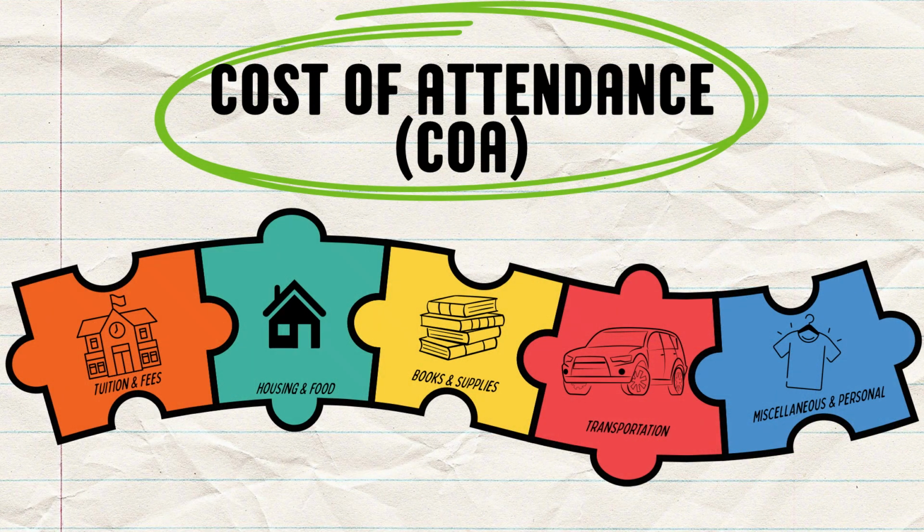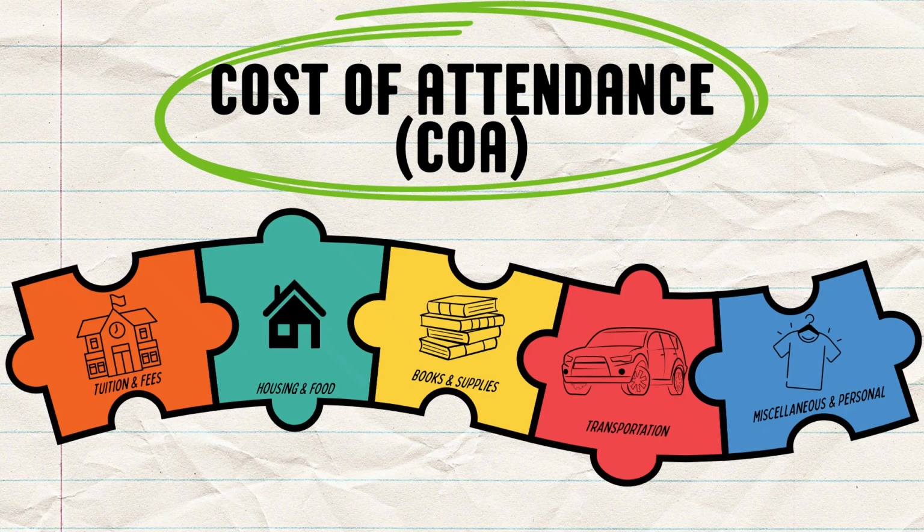Cost of attendance is an estimation of the educational cost a student can expect to experience while they're enrolled. Typically, the COA is based on a full academic year, which is normally fall and spring. The major puzzle pieces are tuition and fees in orange, housing and food in green, books and supplies in yellow, transportation in pink, and miscellaneous and personal expenses in blue.